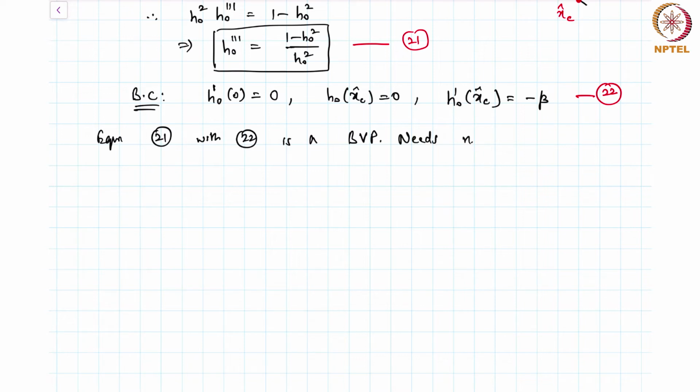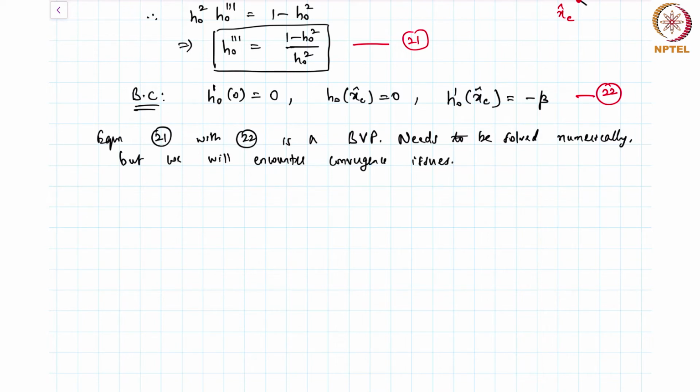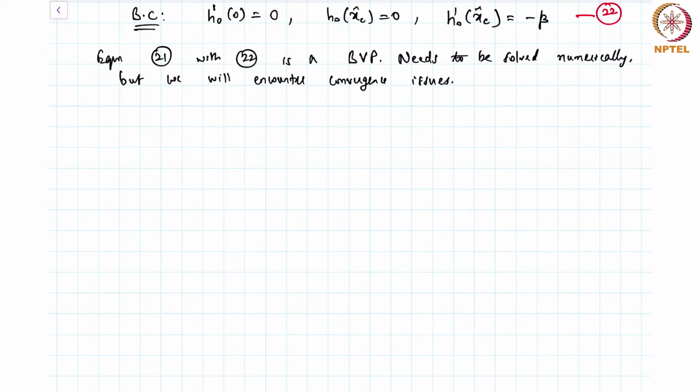Typically it needs to be solved numerically, but we will encounter convergence issues. Why do we encounter convergence issues? Well, for that we need to understand the nature of the solution as we approach the contact line. So for that we'll have to look at the shear stress singularity.